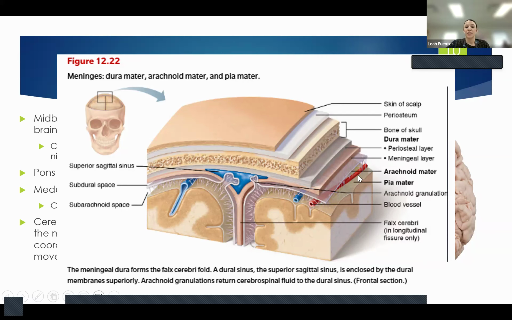Specifically, if we're starting at the brain again, it's going to be brain, pia mater, subarachnoid space, arachnoid mater. And then again, the subarachnoid space contains that cerebrospinal fluid.